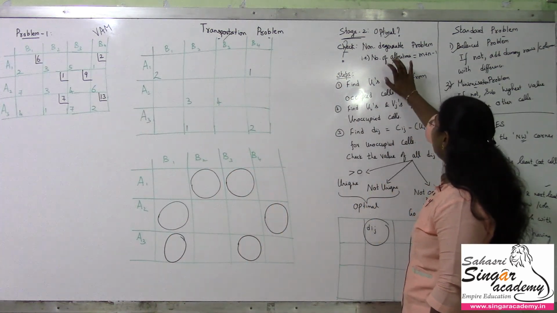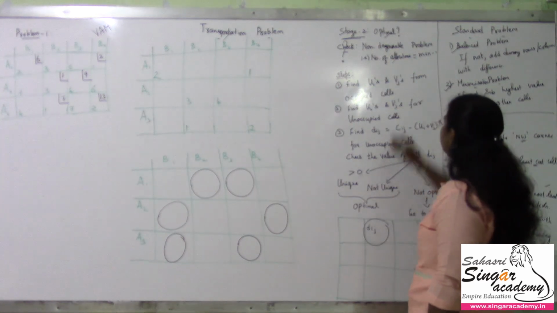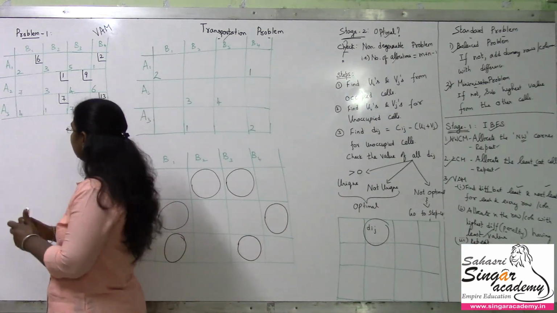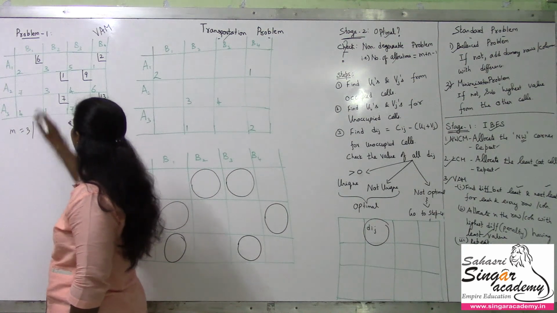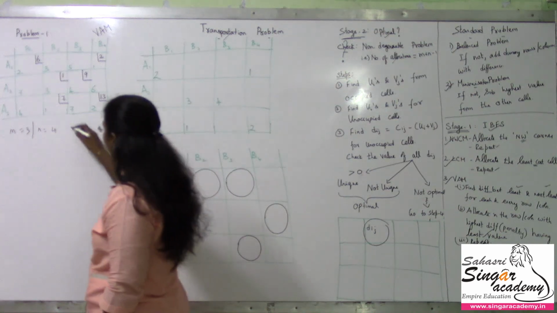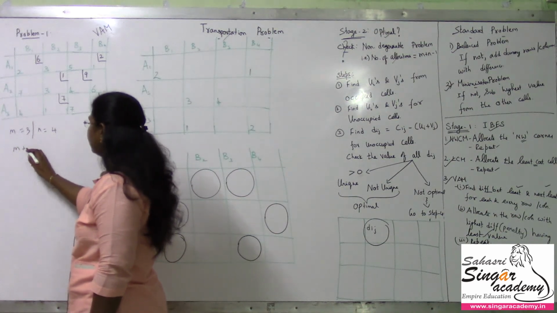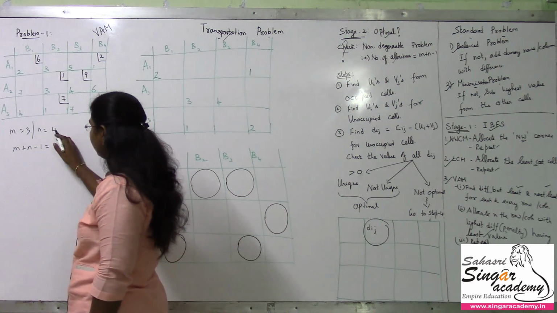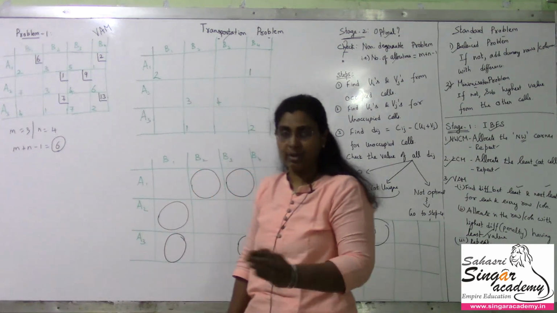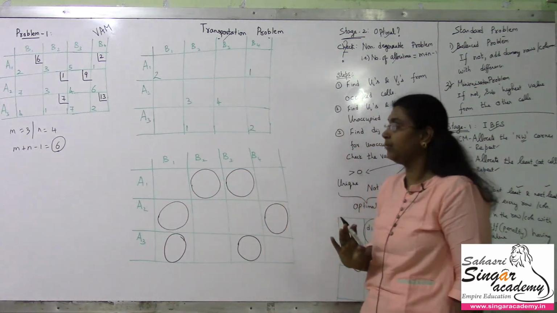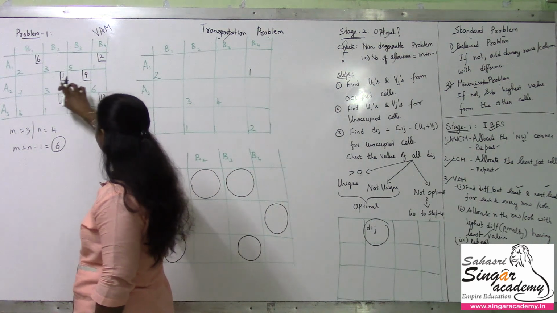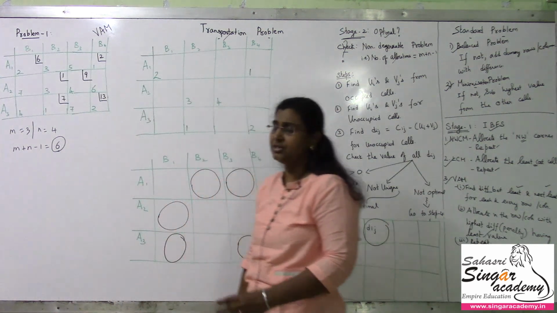I have to check whether this is non-degenerate, which means the number of allocations is equal to m plus n minus 1. M is the number of rows, so m is equal to 3. N is the number of columns, so n is equal to 4. So m plus n minus 1 is 3 plus 4, 7, minus 1, which is 6. Check whether there are 6 allocations. If there are 6 allocations, you can proceed to the further steps; otherwise, you cannot proceed. If you check here, 1, 2, 3, 4, 5, 6 allocations are there. No issues, you can proceed.